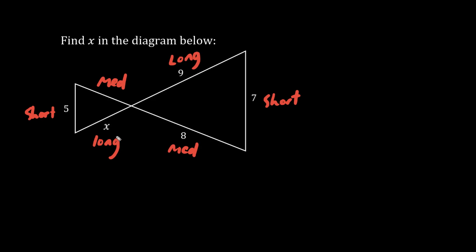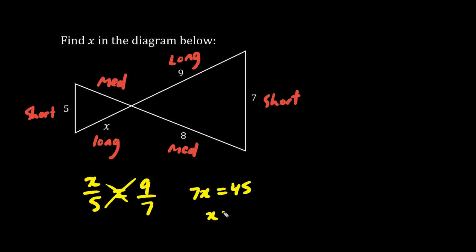So let's carefully set up a proportion. We have long over short, x over 5, equals long over short, which is 9 over 7. It would be a mistake to write 8 over 7. Now we can simply cross multiply. We have 7 times x is 7x, equals 5 times 9 is 45. Dividing both sides by 7, we have x equals 45 over 7 is the correct answer.